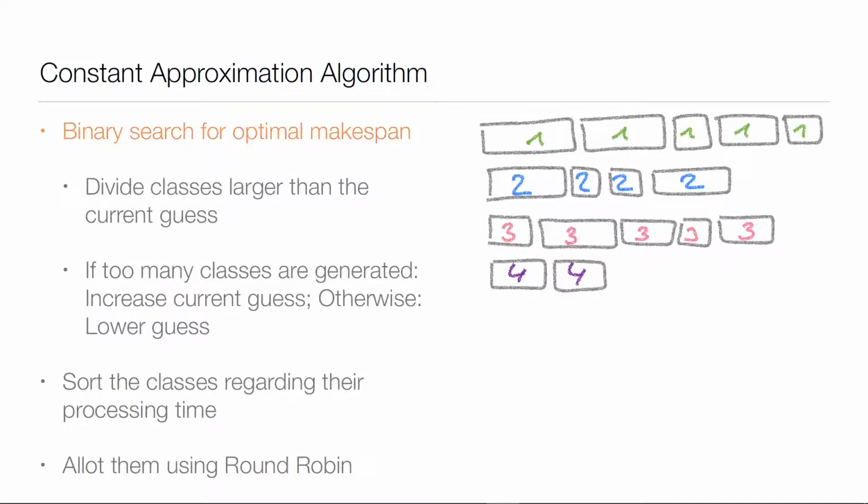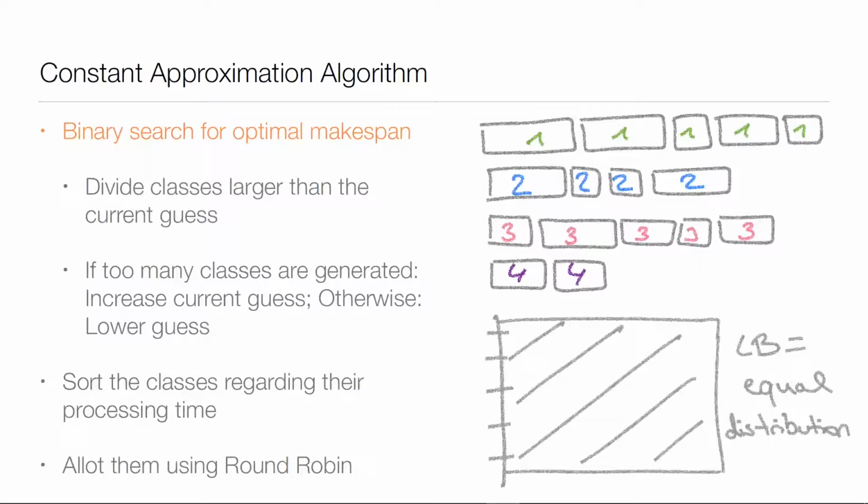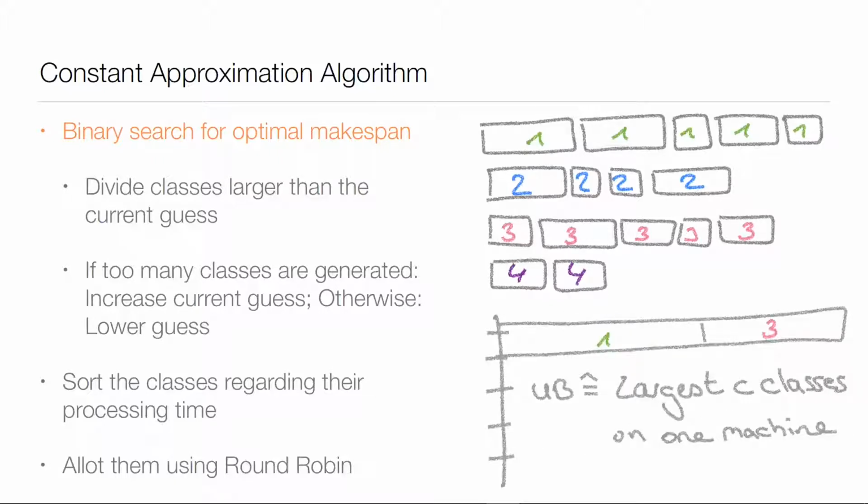So at first we start with the binary search for the optimal makespan. This can be done easily, as we can estimate the lower and the upper bound. The lower bound equals just an equal distribution of the overall processing time. The upper bound in turn places the largest C classes on 1 machine. C is in our case 2, and the largest classes are 1 and 3. This picture is a little bit scaled down, but of course for a correct upper bound, we place the whole class 1 and the whole class 3 onto the machine.